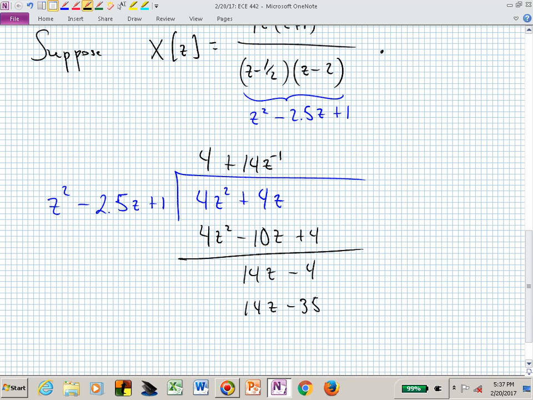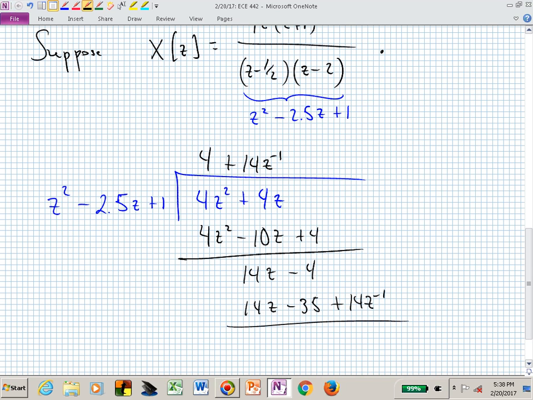And I have plus 14z to the minus 1. Is it clear where these terms are coming from? I'm simply doing long division, except now I'm using polynomials, and I may need to start multiplying or having in my numerator negative powers of z. Question?